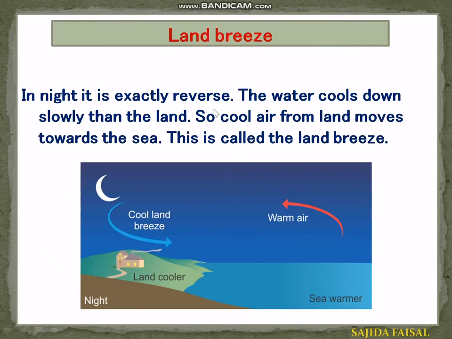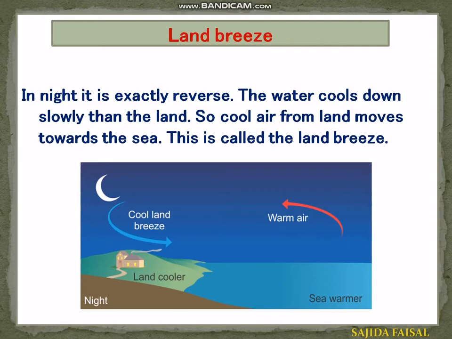The cool air moves from where to where? Cool air from the land to the sea is called land breeze. It is during the night. Understood? Because cool air is moving from land to sea, it is called land breeze in the night time. Sea breeze and land breeze, we learned.